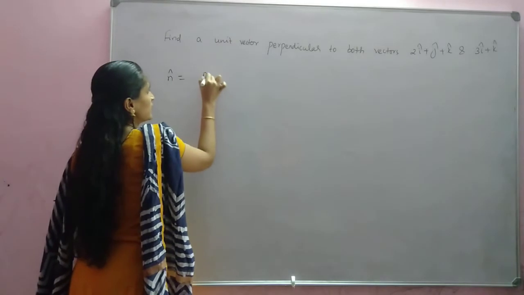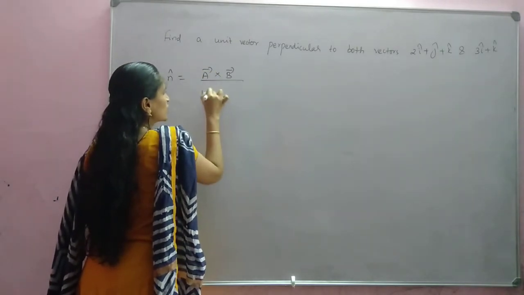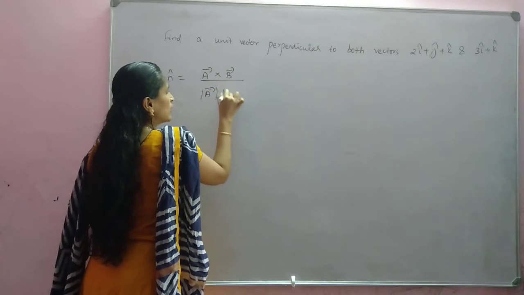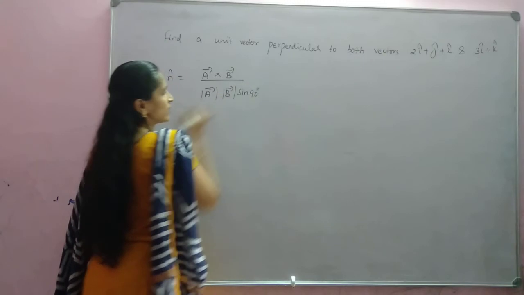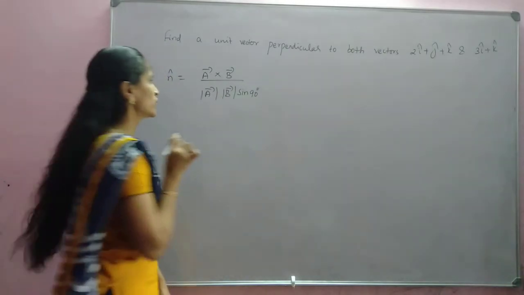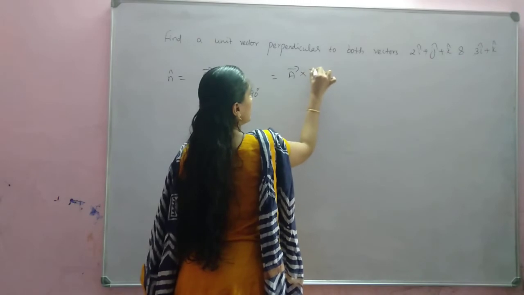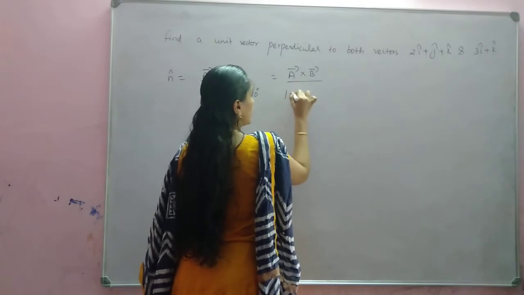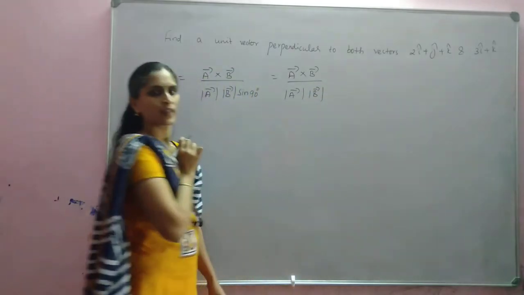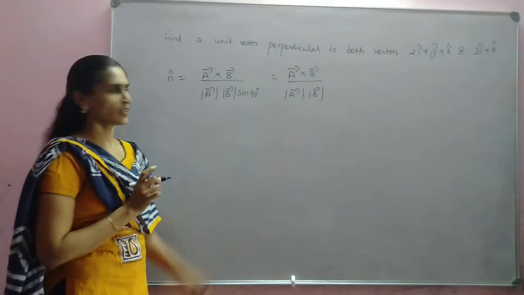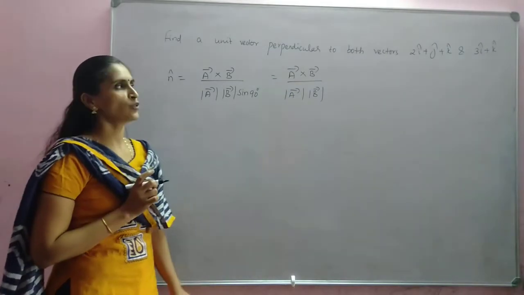n cap is equal to a cross b divided by modulus of a into modulus of b into sin theta. Theta is 90 degrees, so sin 90, because it is perpendicular to both the vectors. So we can write a cross b divided by modulus of a into modulus of b. Okay. Is it clear? Because it is perpendicular to both the vectors, theta will be 90 degrees. So a cross b by modulus of a into modulus of b.